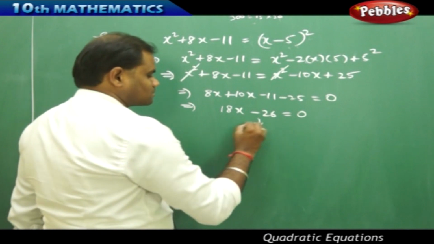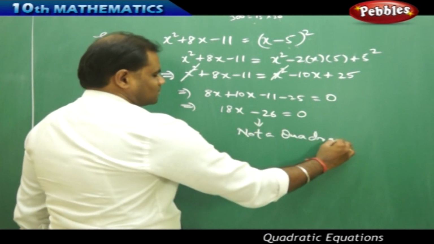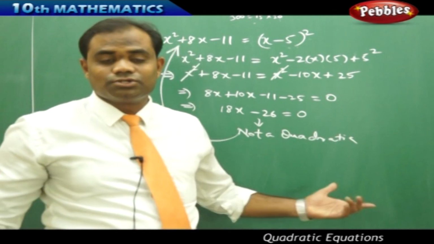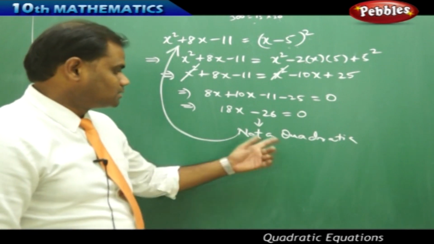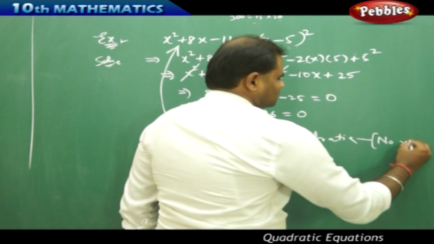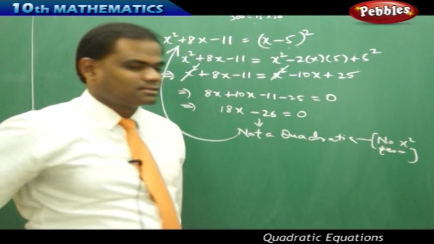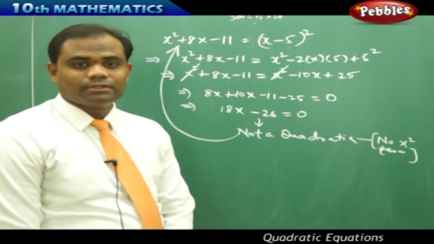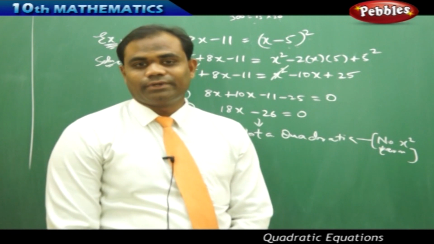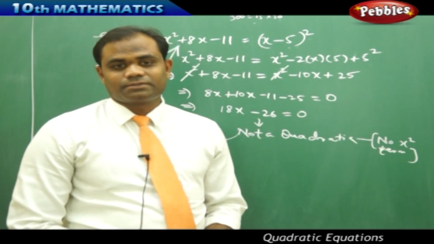So this is not a quadratic, and hence even the given problem is also assumed not to be a quadratic, since no x square term exists. There's no x square term in the given equation. Therefore, this is not a quadratic equation, is how I understand the concept of quadratic equations.